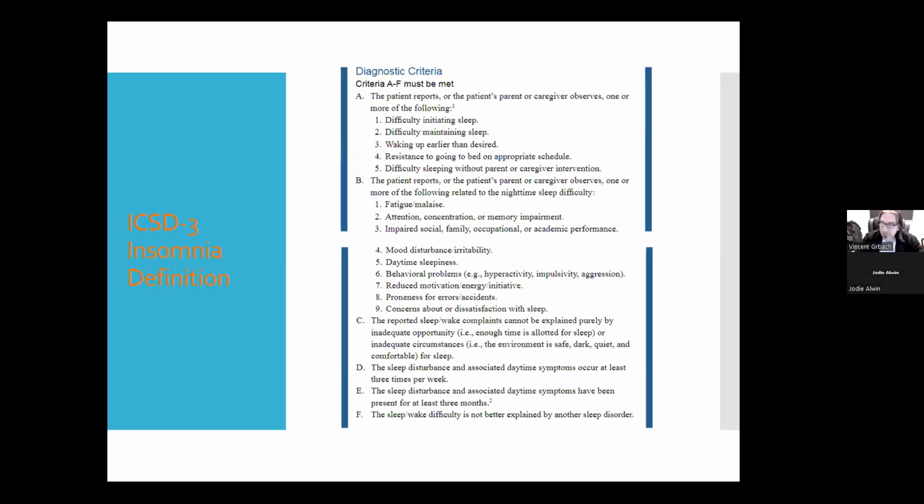So the diagnostic criteria for chronic insomnia is basically difficulty initiating or maintaining sleep, waking up earlier than desired, and for children, resistance to going to bed and difficulty sleeping without parent or caregiver intervention. In addition to that, you should have daytime symptoms such as fatigue, malaise, attention, concentration or memory impairment, or impaired social, family, occupational, or academic performance. Other features of chronic insomnia would be mood disturbance or irritability, daytime sleepiness, behavioral problems for children, reduced motivation, etc.